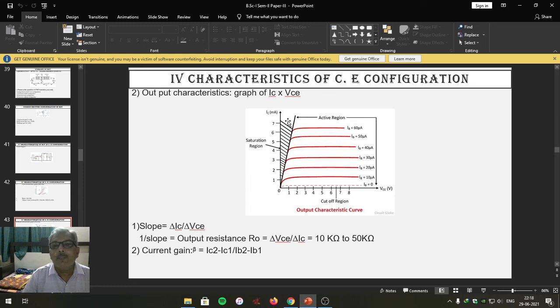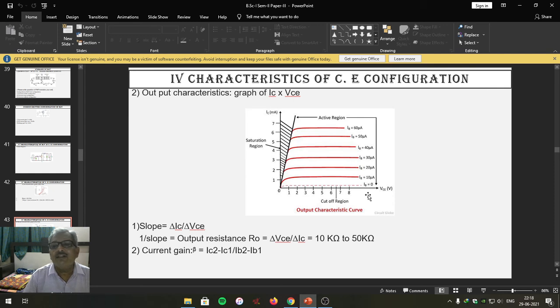Friends, when BJT is made to work in the active region, it works as an amplifier. But when BJT works either in the cutoff region or in the saturation region, it will work as a switch.